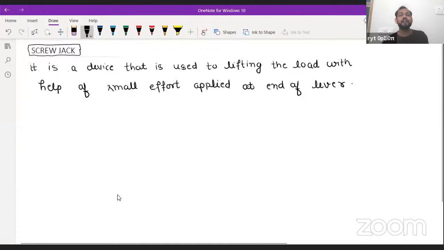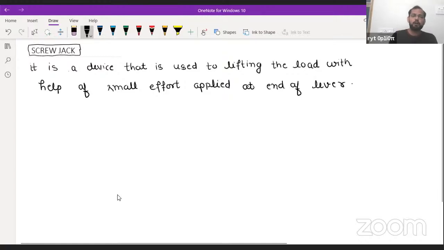It holds that side of the car, and after the repairing of the tire, we again mount that tire. Up to that time, it holds the weight of the car on its own. Sorry, not the total weight, but that portion of the weight that is initially handled by that tire. That weight is transferred to the screw jack. So how can we lift that load? With the help of a small effort applied at the end of the lever.